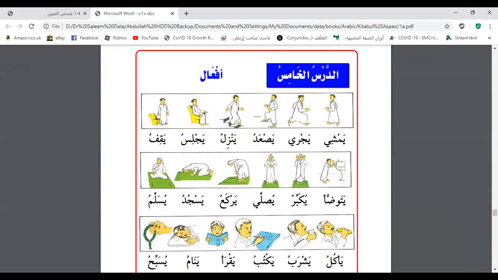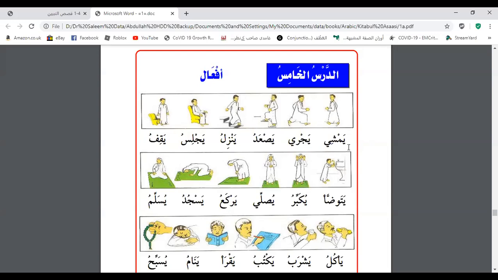So ya'budu, yamshi, yajri, yas'adu, yanzilu, yajlisu, yaqifu, yatawadda'u. See, all suggest third person generally. So yamshi, so he's walking or he will walk, both ways. Here we can see the picture and we know they mean that he is walking. Yajri is running. Yas'adu, he is climbing up. By the picture you could see what it means.